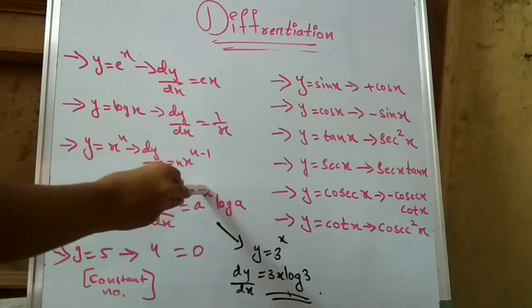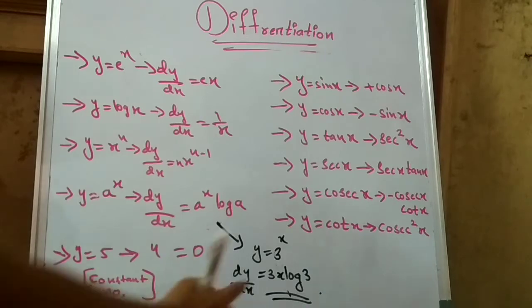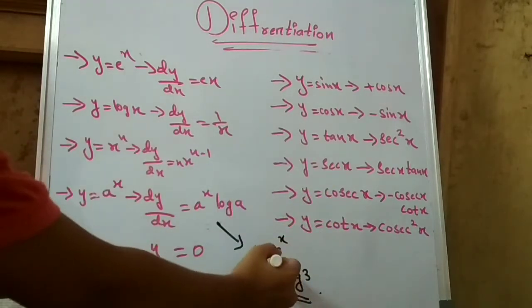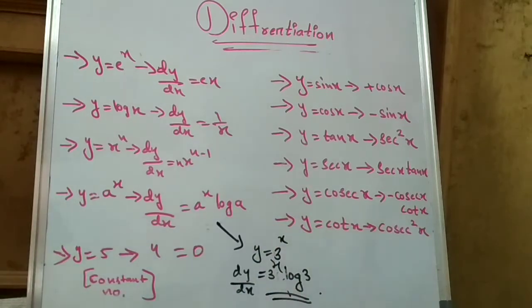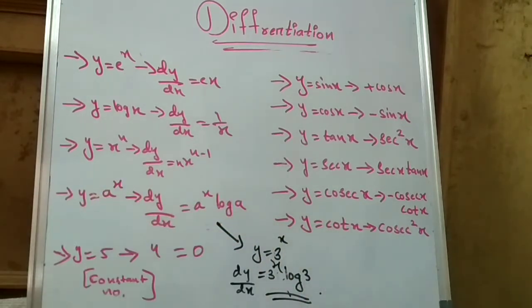a to the power of x log a, so 3 to the power of x log 3. Here a means the down value and x means the upper value. You can easily do that.